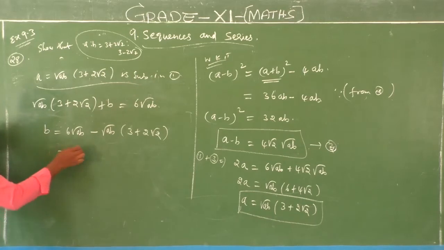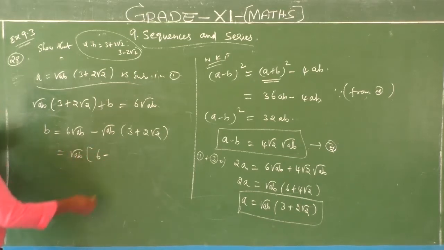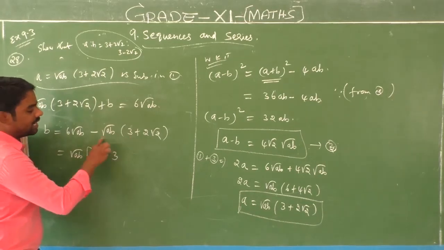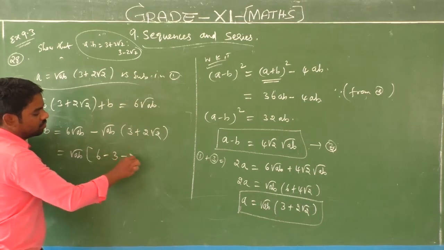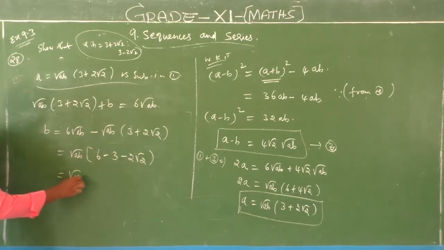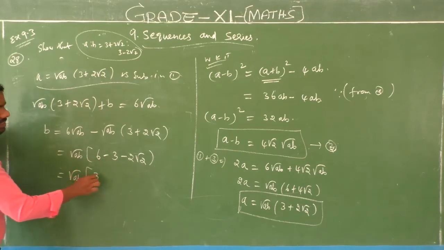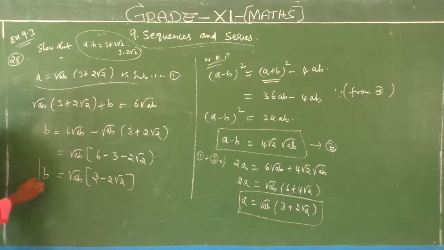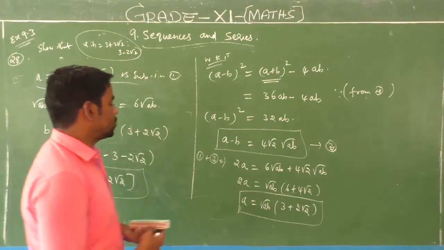Here root AB is common, so take root AB on both terms. Remaining 6 minus 3 and minus 2 root 2. So simplify this: root AB of 6 minus 3 is 3, then 3 minus 2 root 2. So the value of B is equal to root AB of 3 minus 2 root 2.